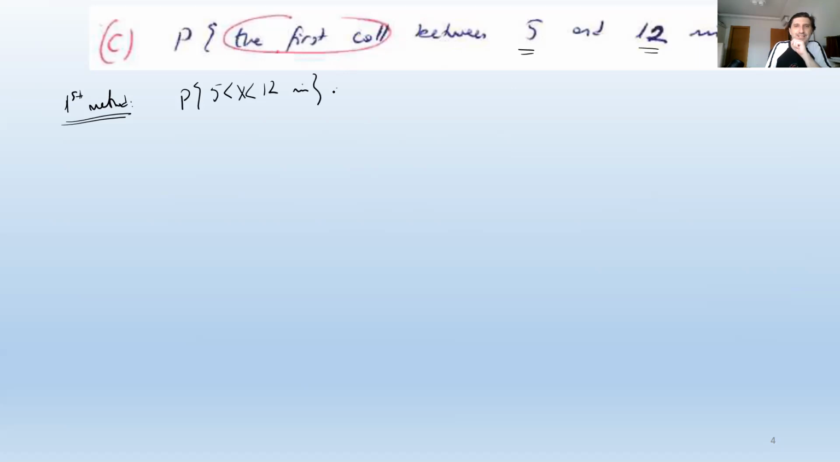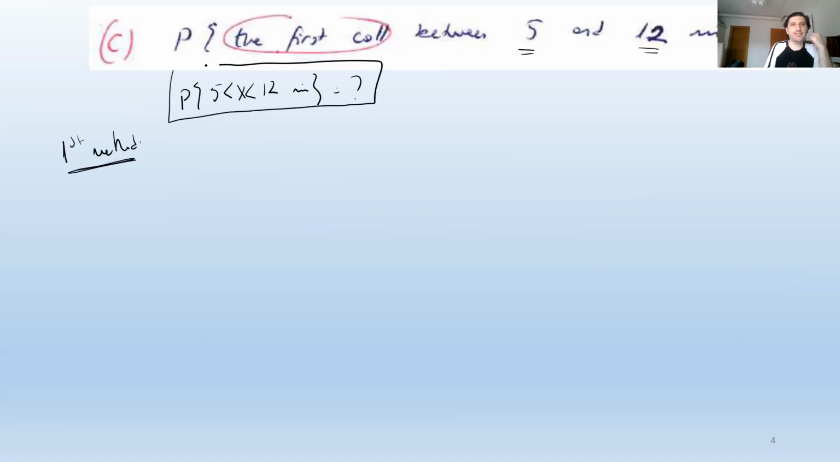okay, so this is actually what the question asks. So let me not write here the first method yet. The first method hasn't started. So this is actually what the question asks. Actually, one thing that you may do, probably what you think of, is solve this integral, and this is correct.